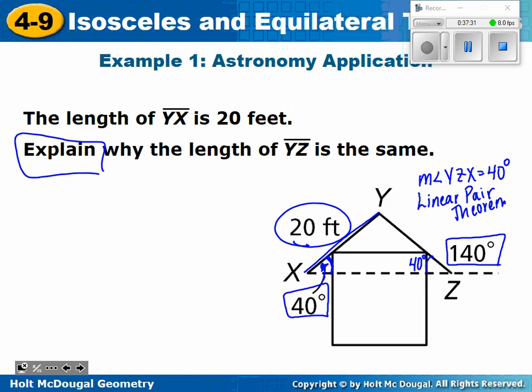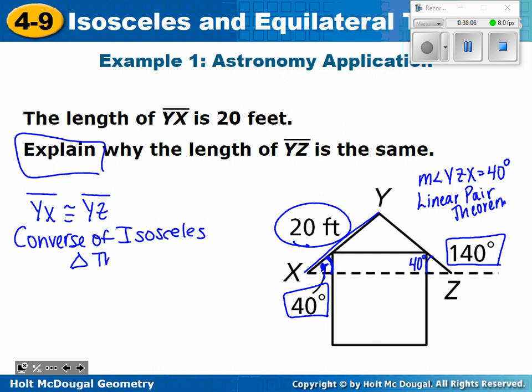Okay. Well, that would be true, but that's not what we need to answer this question. What we just learned, Weston said that if these two base angles of your triangle are congruent, then what else is congruent? Good. So that means we should be able to say next that YX is congruent to YZ. And what theorem told us that? Very good. By the converse of the isosceles triangle theorem.